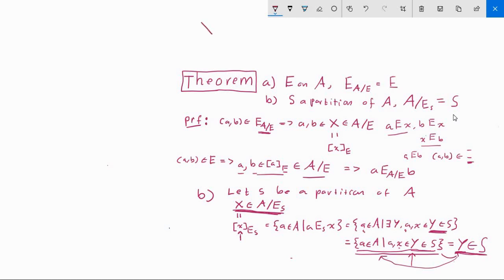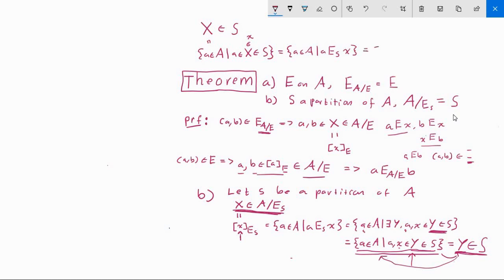Alternatively, we suppose that we start with some set X belonging to our partition S. And we note that this is equal to the set of all a in A such that a is in X and X is in S. This is essentially the argument that we showed. Now, if we were to choose any little x inside big X, then we could simply write this set as the set of all a such that a is related through E sub s to x.